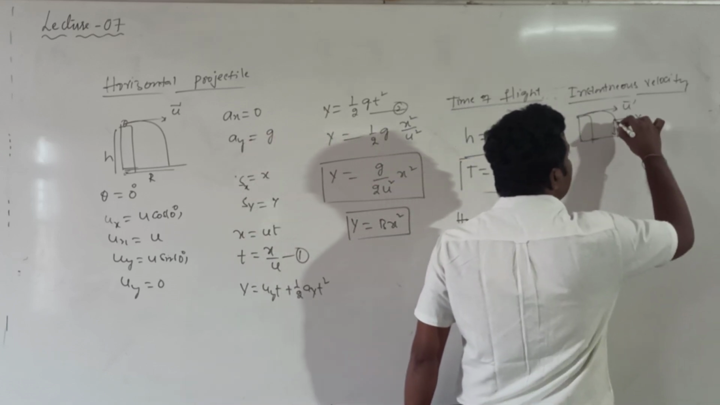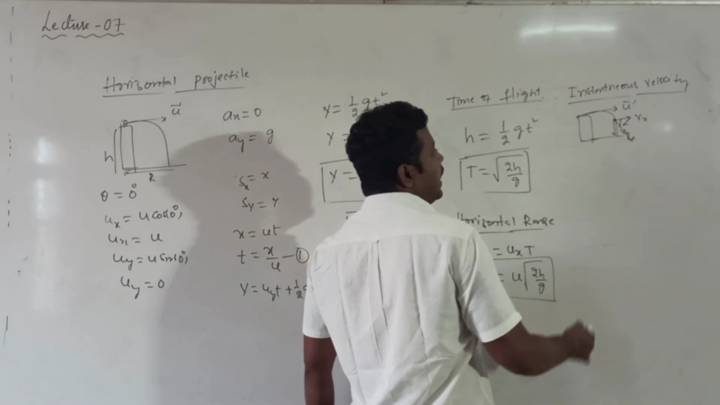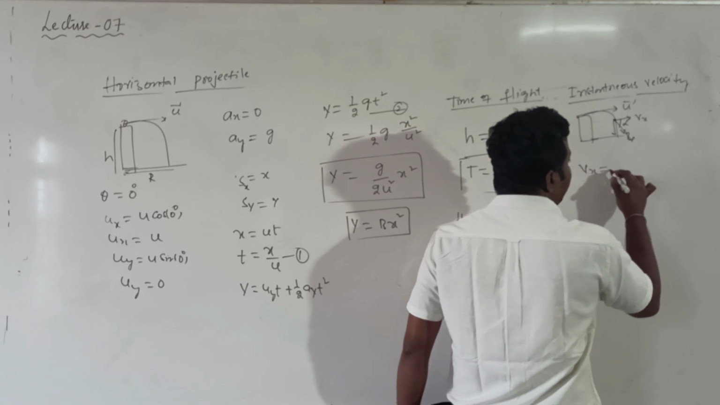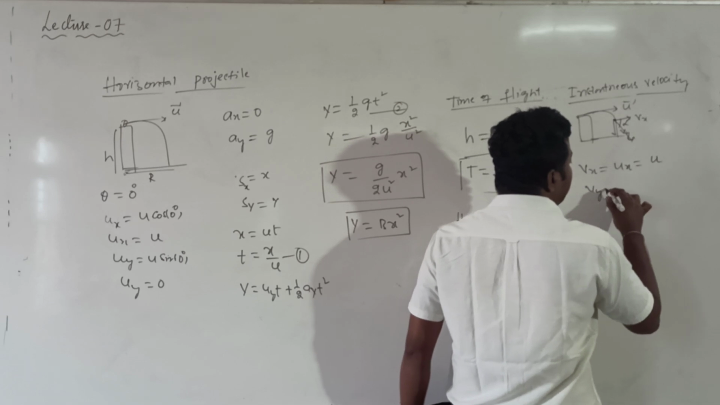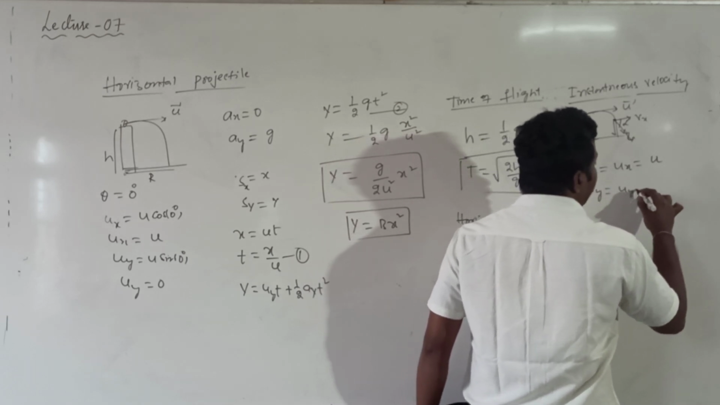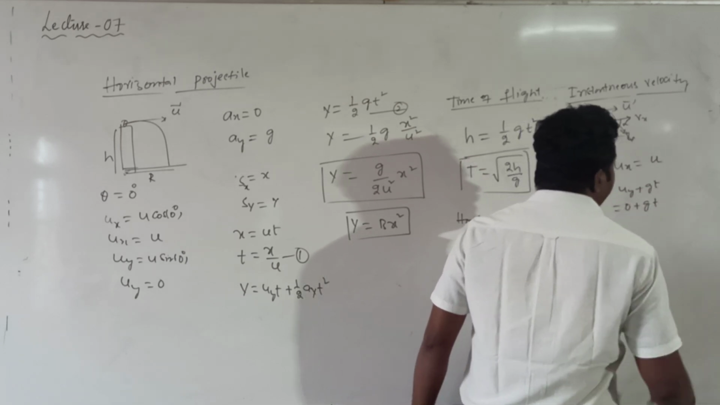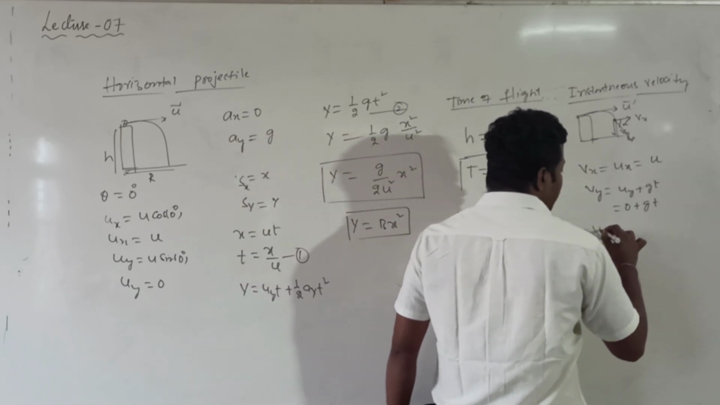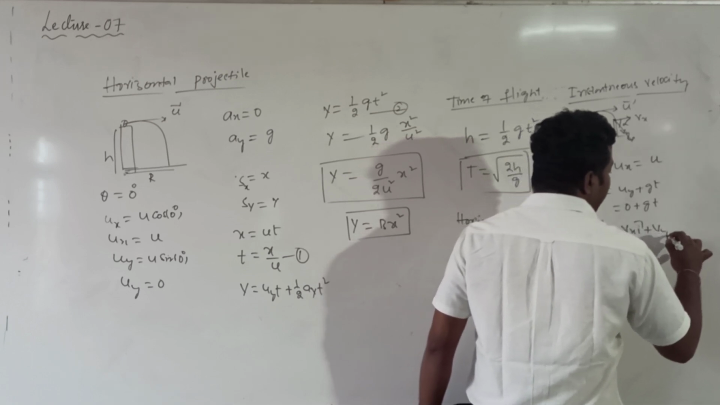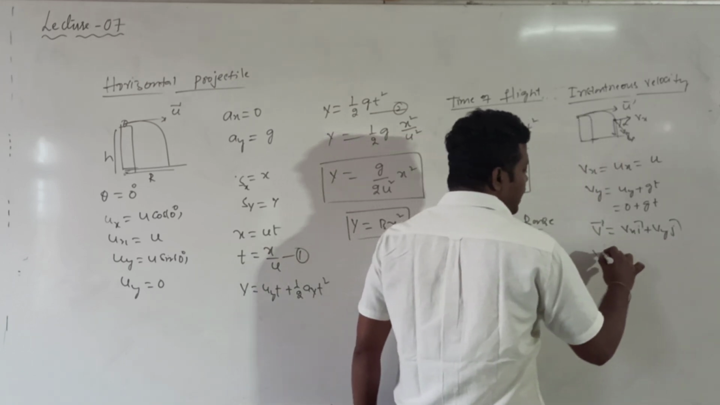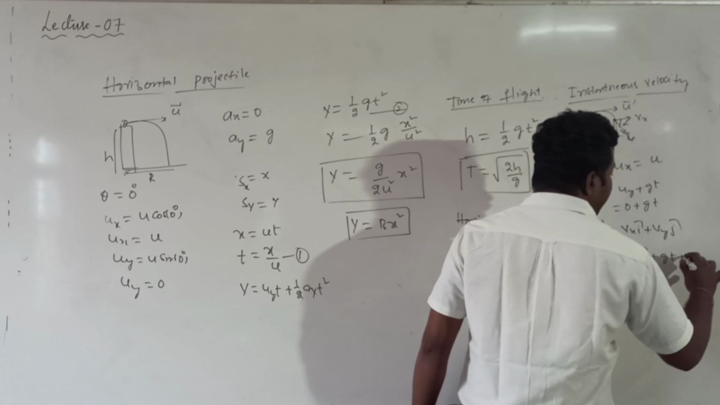To calculate the resultant velocity, apply the Pythagoras formula. If it is making an angle alpha, we can write the tan alpha formula. The value of vx is equal to ux, which is equal to u, and vy is equal to uy plus g into t. Since uy is 0, vy is g into t. Therefore, v bar is given by vx i cap plus vy j cap, that is, v bar is equal to u i cap plus g t j cap.